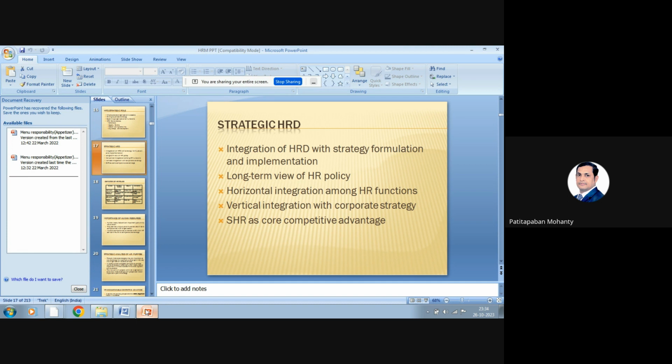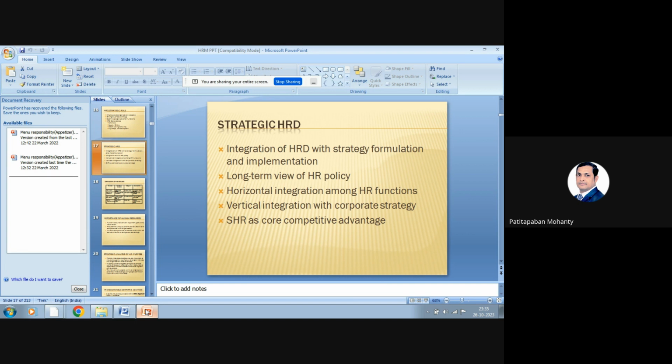How is it the integration of HRD with strategic formulation and implementation? See, the organization always looks for the implementation of strategic thoughts or strategic decision making rules, so that the organization can diversify its business, can compete with other organizations, and can also look for future changes in terms of product, in terms of process, and also in terms of material. So that's why every employee should be strategized, there should be strategic thinking in everyone's mind.